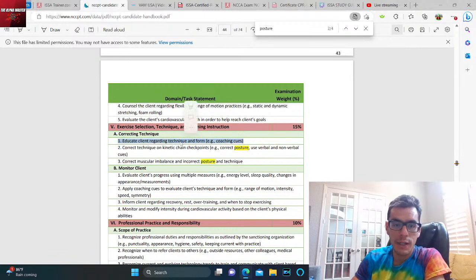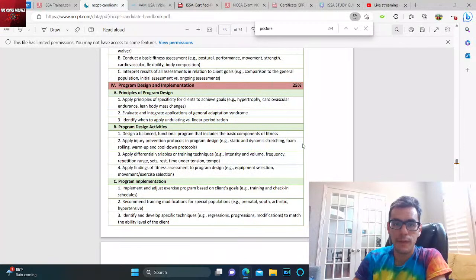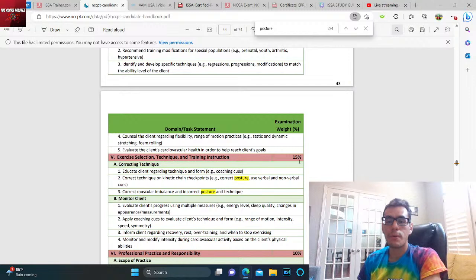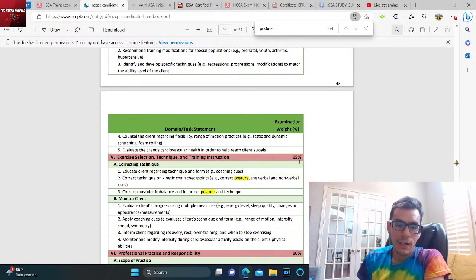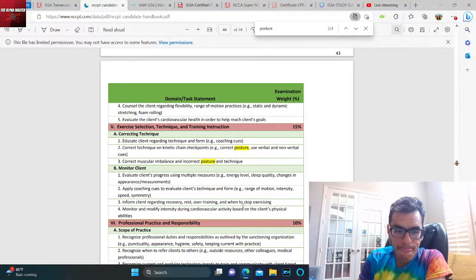Here is corrective technique: educate the client regarding exercise selection, technique, and training instructions. After the program design and implementation comes corrective technique: educate the client regarding technique and form, like coaching cues in chapter 14. Correct technique on kinetic chain checkpoints or correct posture, using verbal and non-verbal cues, and correct muscular imbalance and incorrect posture and technique.